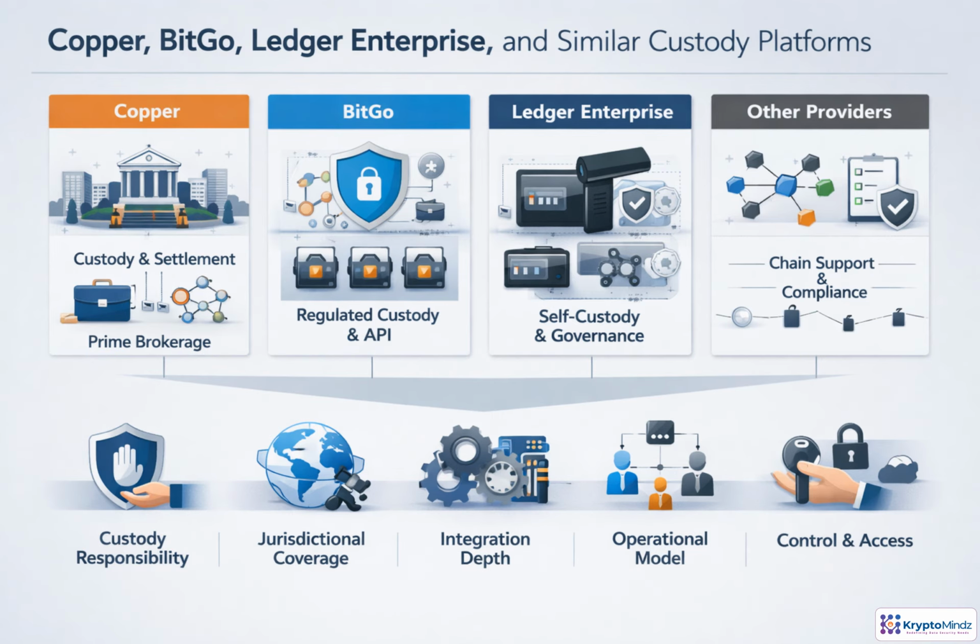Other platforms solve related problems, but they are not interchangeable. Copper is often strongest when custody connects directly to settlement and prime brokerage workflows. BitGo is commonly chosen for regulated custody, multi-sig infrastructure, and enterprise APIs. Ledger Enterprise leans toward institutional self-custody, governance, and hardware-backed control. For any provider, compare who holds responsibility, which jurisdictions are covered, how mature the APIs are, and whether the operating model preserves the control your platform needs.